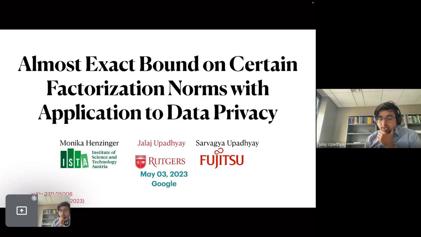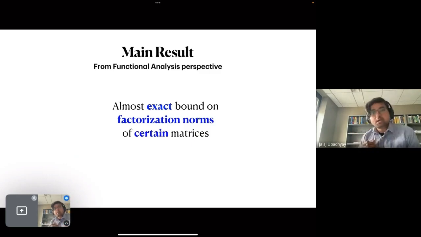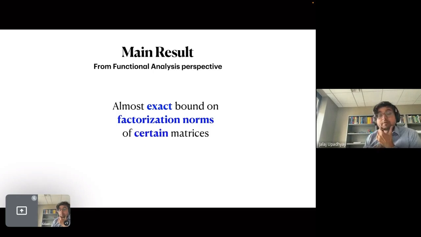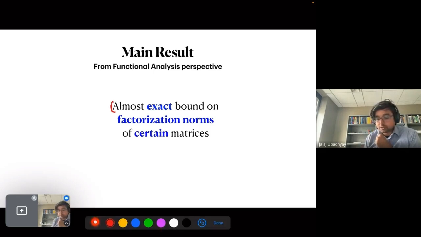So there are two ways I can probably give this talk. One is more from a mathematical, functional analysis perspective, where we look at certain matrices and we are interested in something called factorization norm. These norms have been studied a lot in mathematics and computer science, and actually mathematical physics as well. We will look at a special class of such matrices, and we'll try to get an almost exact bound, and it will become clear what I mean by the word almost as we go on.